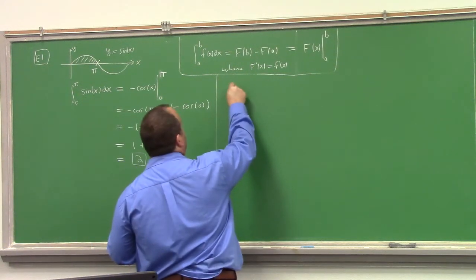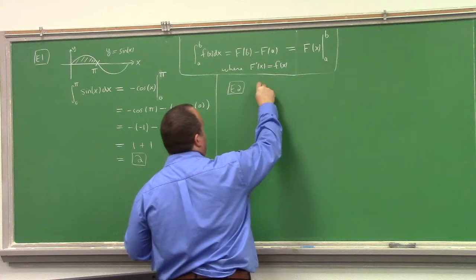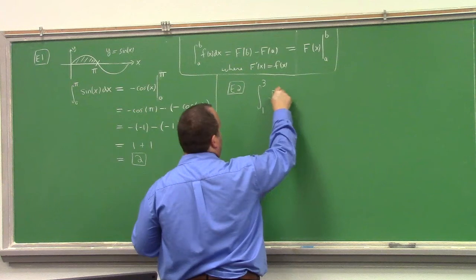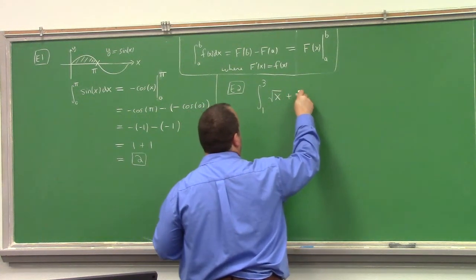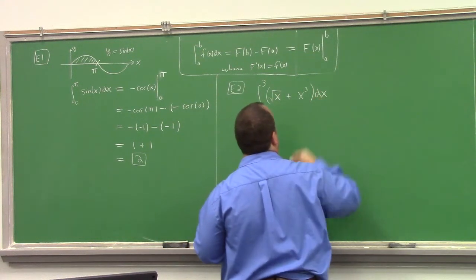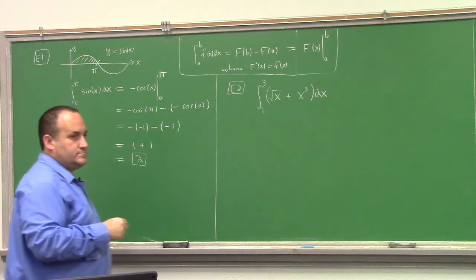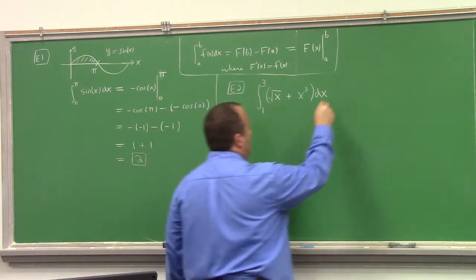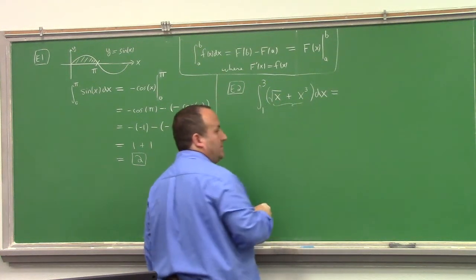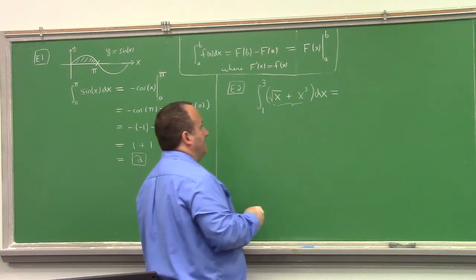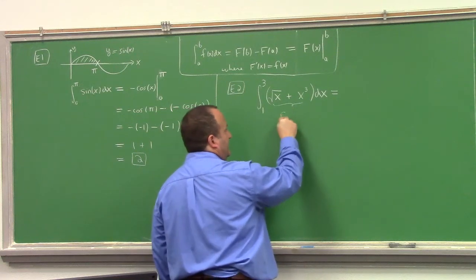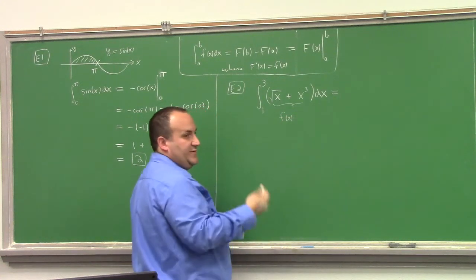How about this? Example 2. Let's calculate the integral from 1 to 3 of the square root of x plus x cubed. All right, so how do we do this? We need to figure out what is the antiderivative of this expression, right? What's the antiderivative of the integrand? So if this is f of x, then what's big F?